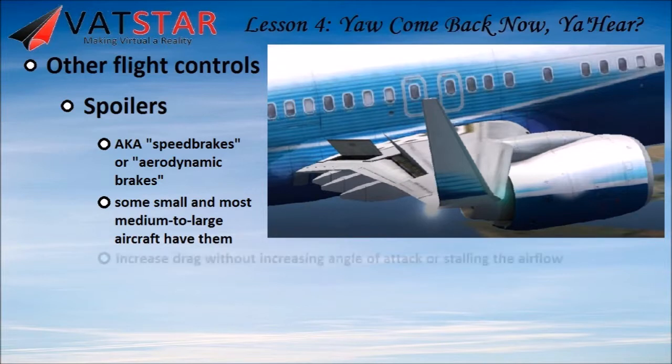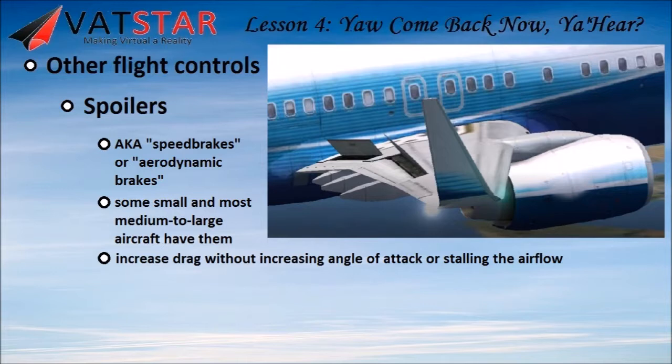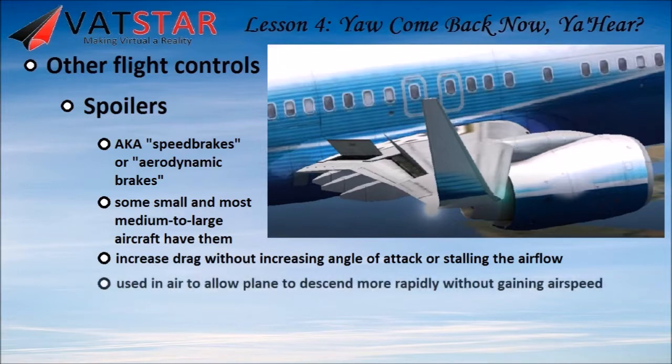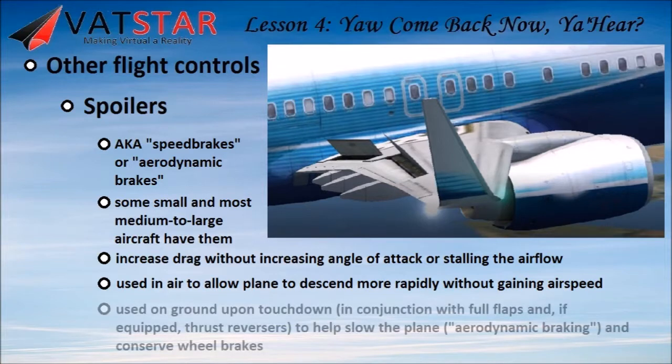The idea is that they help slow down the plane by increasing drag, but in a way that doesn't stall the airflow over the wings. In the air, this helps control the aircraft's speed during descent. On the ground, they're usually fully deployed to help slow down after touchdown.